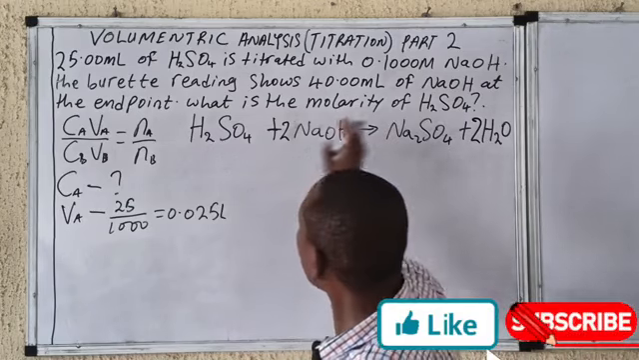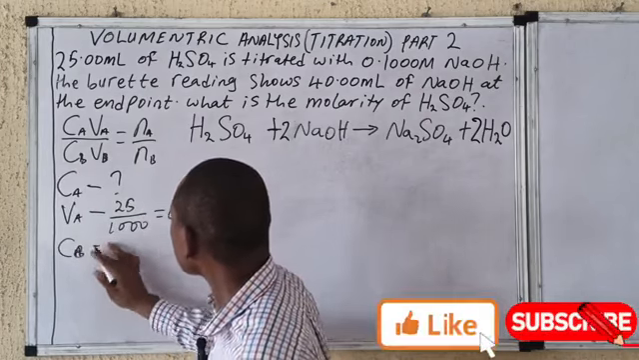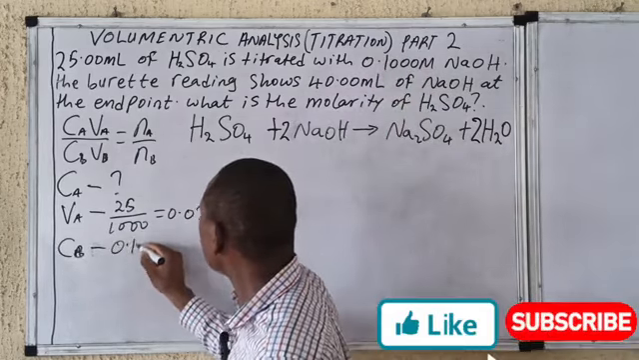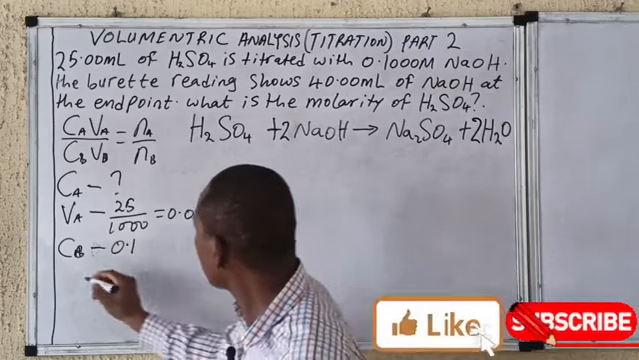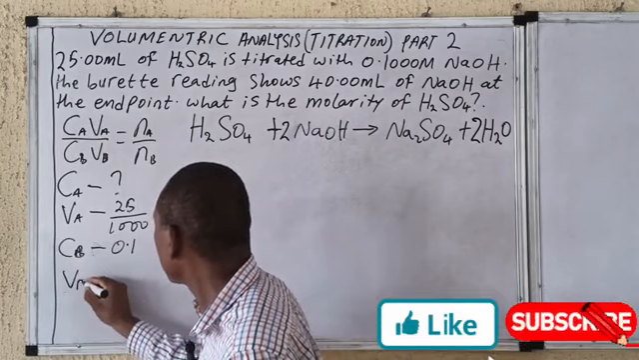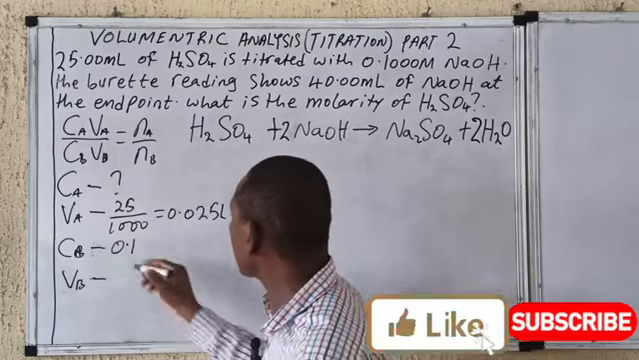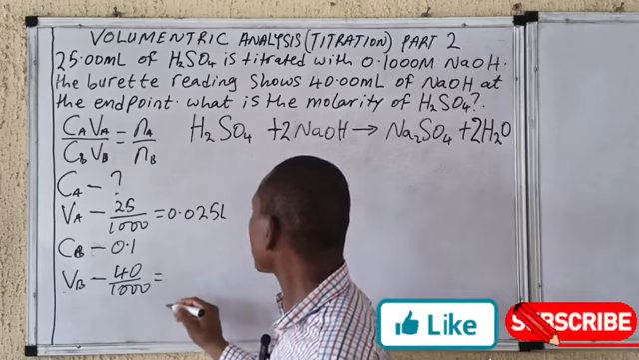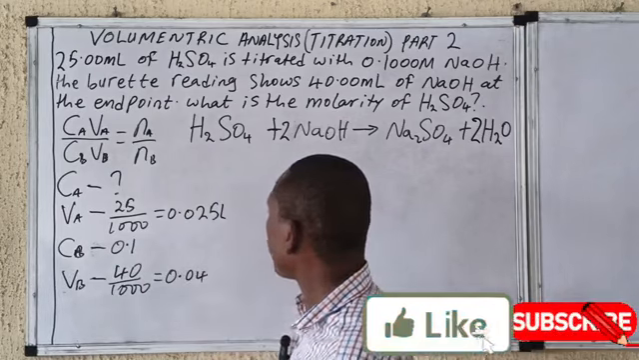So this is the volume of the acid. Now the next one, concentration of the base, Cb. They're giving here 0.1 mole, so 0.1. All right. Now, volume of the base, Vb. The volume of the base is given, which is 40 milliliters. So we also divide it by 1000, and our answer is 0.04 liter.